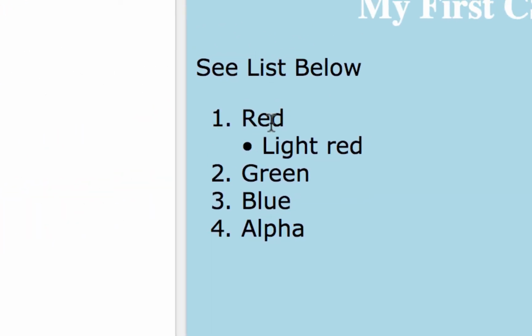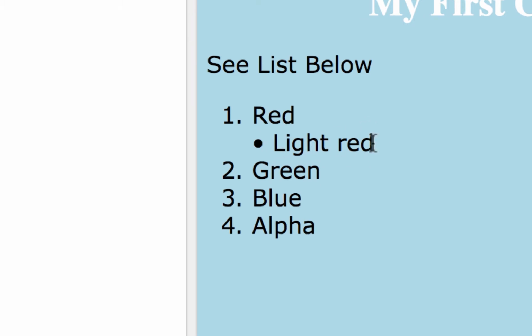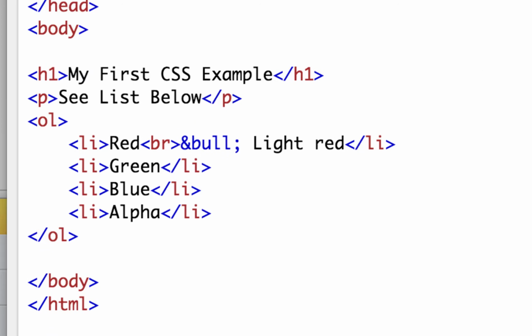There's 4 numbered items. There's red, green, blue, and then I put an alpha, just like RGBA when you use the RGBA color system. I also put a light red in here. It's almost like a little sub kind of listing under here. And I just did that. It's not actually a list, and it's actually not a bullet list. I just put a bullet symbol, which is ampersand bull semicolon, and then a space, and then it just says light red. And that's all that's there.